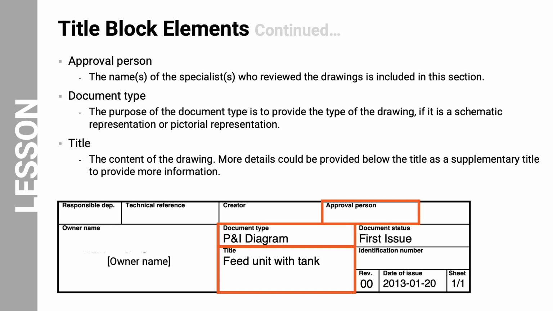In the center of the title block, two elements are found. The document type specifies whether the drawing is a schematic or pictorial representation, helping viewers quickly understand the nature of the information presented. Adjacent to this, the title describes the content of the drawing. Often, a supplementary title is provided below the main title, offering additional details about the drawing's subject matter.